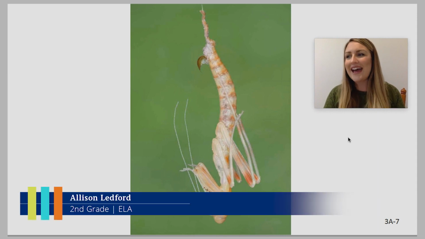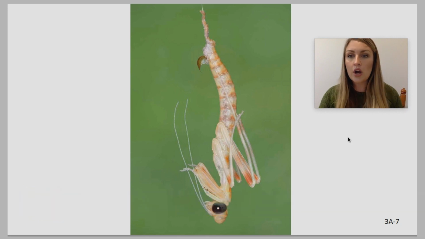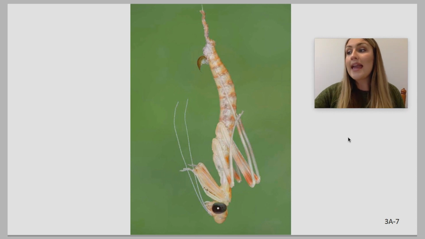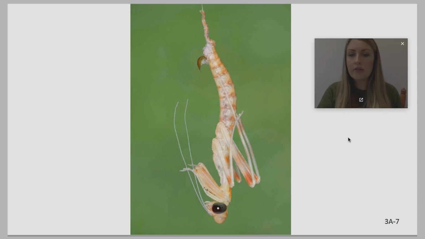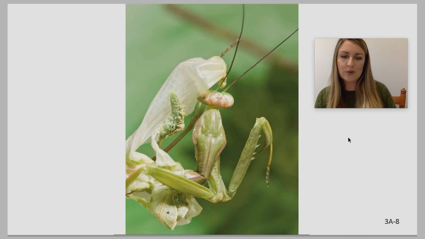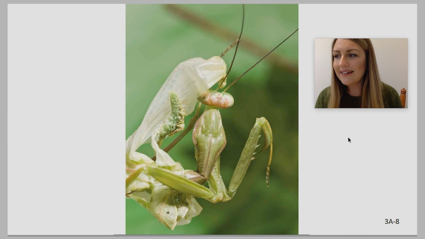Exoskeleton. Very nice. So the baby insect or the nymph is born with an exoskeleton. But these hard, non-living coverings do not grow with the growing praying mantis nymph. As the nymph grows, its exoskeleton splits open. And let me show you another picture. Watch this. What's happening here?